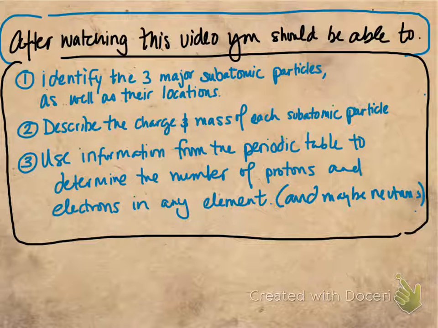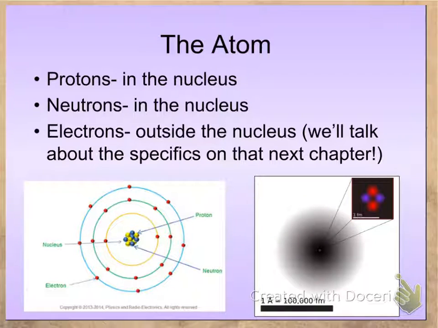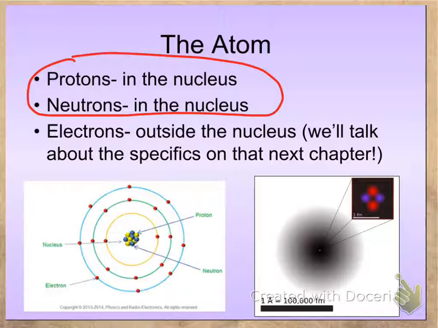So here's the part you probably already know. The atom has three basic subatomic particles. We could get into the finer details, but that's not really what we're going to do in chemistry. At this level, we talk about the protons, neutrons, and electrons. And you should understand that both protons and neutrons are contained in the nucleus of the atom. You should know that from your research. Electrons live outside the nucleus. And that's about all we're going to say about them for the moment. We'll talk more about specifics later.